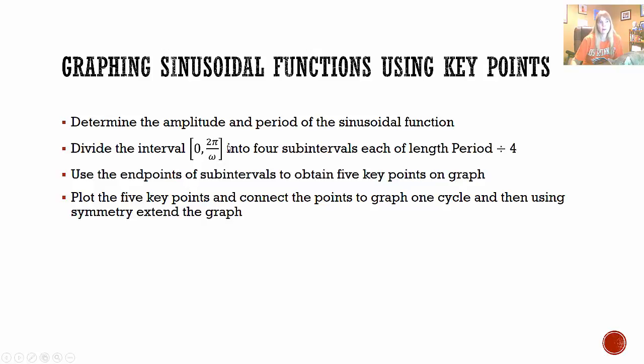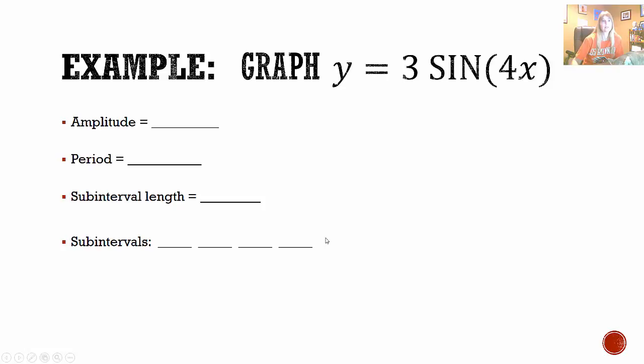So what we do is we figure out what the amplitude and the period are. We divide the interval into 4 subintervals. So if we have one period, we're chopping it into 4, so we're dividing by 4. Then we use the endpoints of the subintervals to get our 5 key points on the graph, and we plot those and we connect the dots.